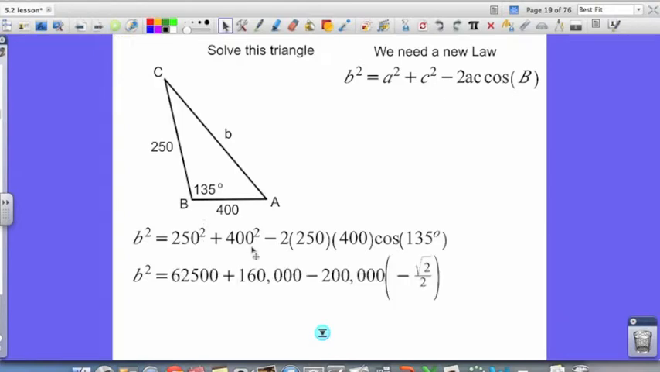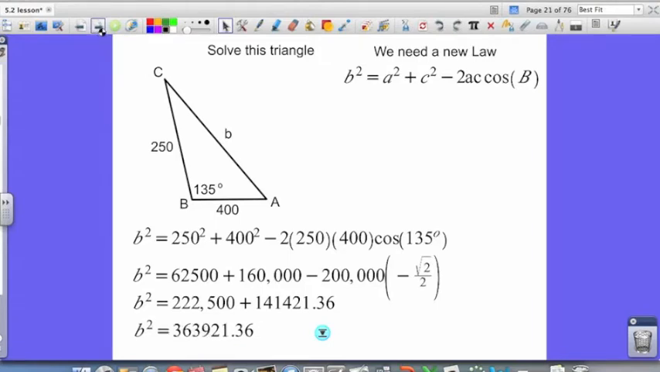I square the 250, square the 400, to get the various sides here. Then 2 times 250 times 400 times the cosine of 135. If I continue, I'll add these together. It gives me 422,500, and the 200,000 times this cosine of 135 is 141,421.36. Add them together, take the square root of both sides. We're basically winding up that side B is 603.25. So we're able to do that.